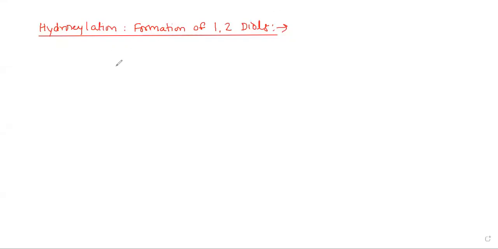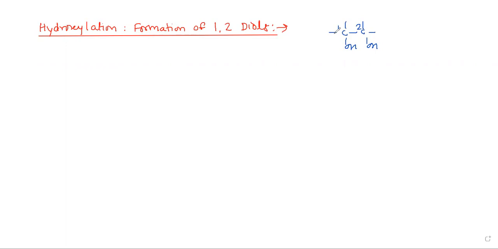Hello everyone. In this lecture, we will study the hydroxylation reaction, that is formation of 1,2-diols. Hydroxylation is a reaction in which two hydroxyl groups get attached to the adjacent carbon atoms of the alkene to form the compounds which are generally called 1,2-diols.